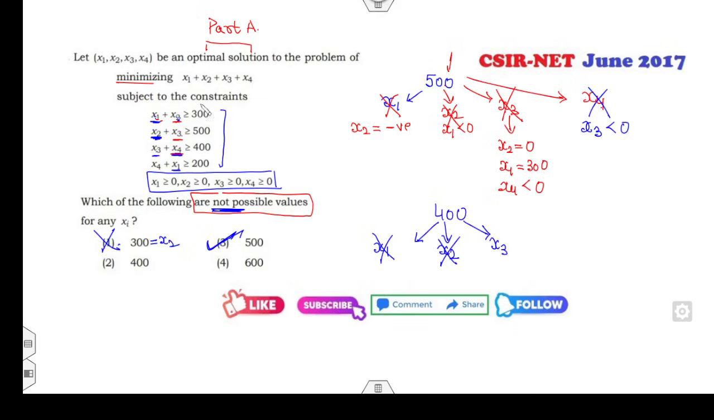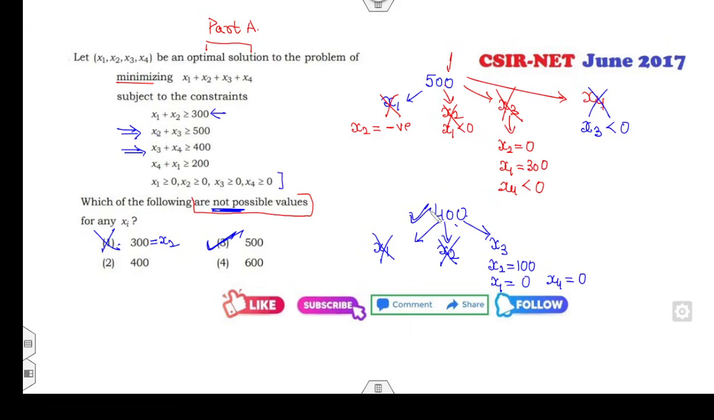Can x3 be 400? If x3 is 400, then from the second one, x2 will be 100. Fine. If x2 is 100, from the first one, x1 will be 0. If x3 is 400, x4 will be 0. And you can see all these values are non-negative. Fine, it satisfies the condition. So yes, this is possible. This is the value of x3. But we need the not possible one.